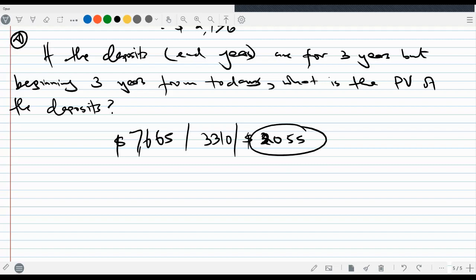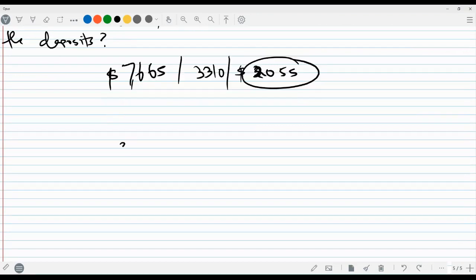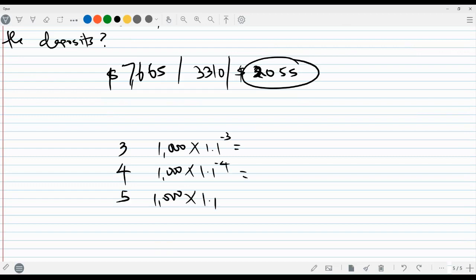This looks a bit close. Let's do it together. The investment, the deposits begin 3 years from now. Therefore, year 3, year 4, year 5. There are 5 of them for 3 years. You have 1,000 here, 1,000 here, and 1,000 here. We discount them to year 0: 1.1 to the power of negative 3, times 1.1 to the power of negative 4, times 1.1 to the power of negative 5.